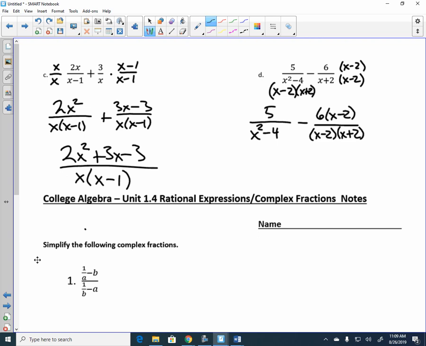Are we going to have any terms that combine here? We've got the 5 and then the positive 12, correct? So I have a 5 and a positive 12, which is going to make 17. I have a negative 6x. And the denominator x minus 2 times x plus 2. And that's my answer.